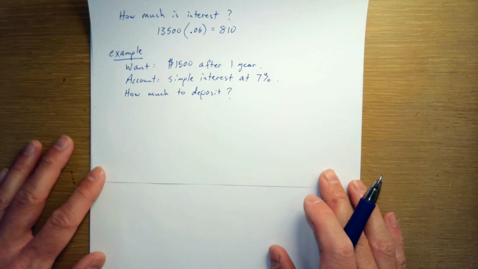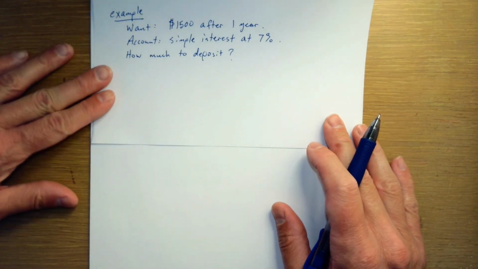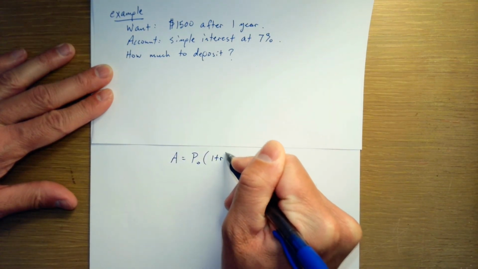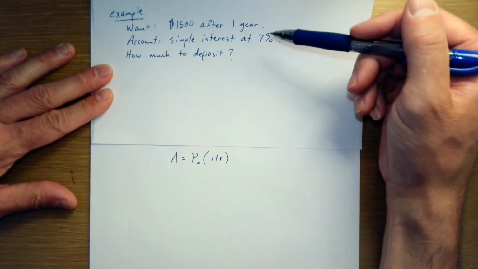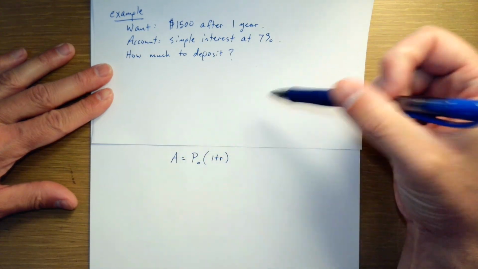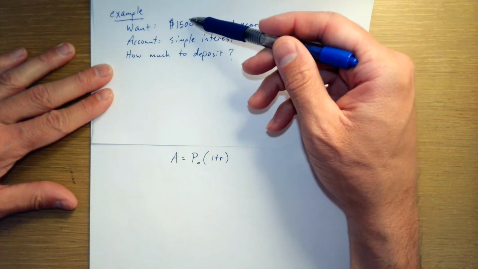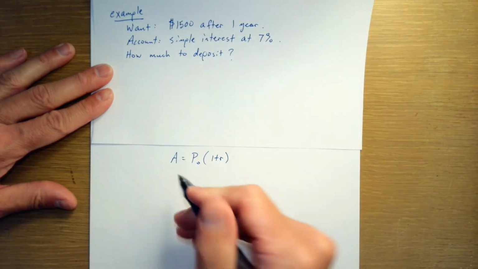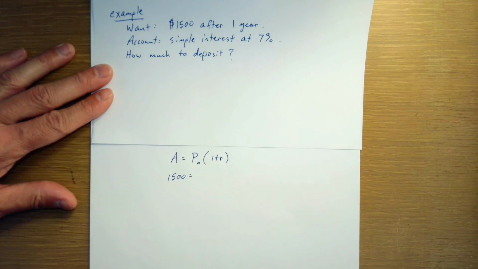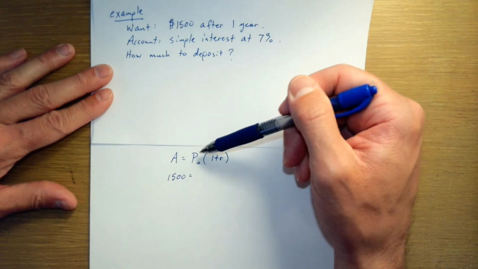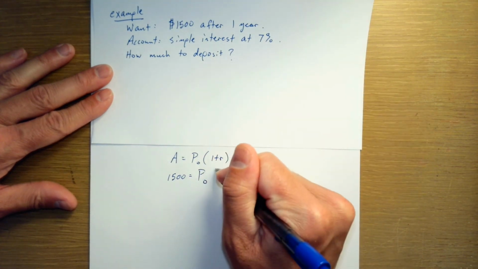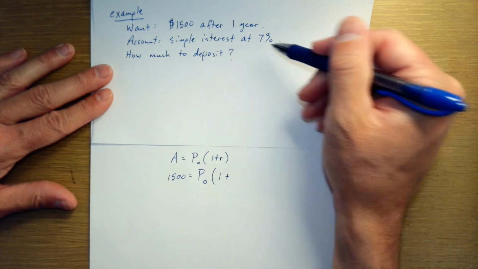And for that, we can use the same formula. And our formula is A equals P naught times 1 plus R. What we need to do is identify which numbers here correspond to which letters in the formula. So the money that we want after a year is $1,500, which means that's the amount. So that's A. P naught, that's our deposit, that's our initial amount of money. And so that stays a variable, which is what we'll solve for. And then R here is 0.07.